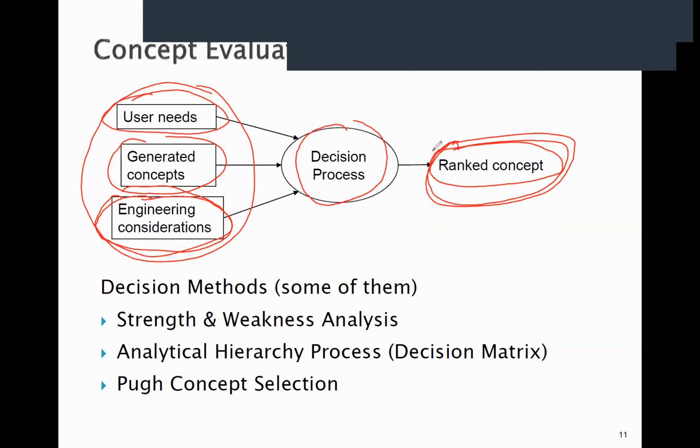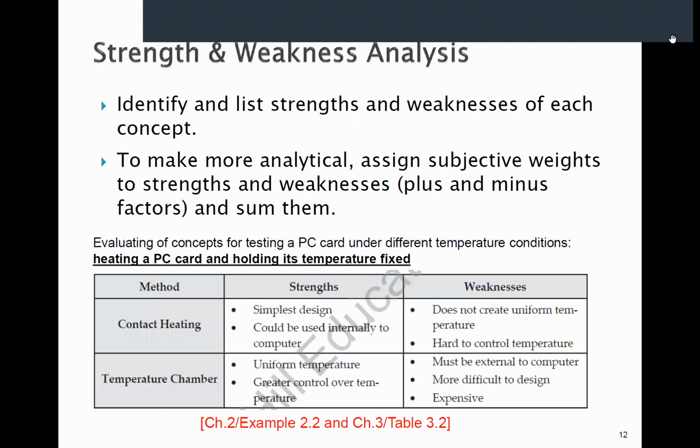For decision methods, there are three that we are going to discuss here: strength and weakness analysis, analytical hierarchy process, and decision matrix, for concept selection. Strength and weakness analysis: for each concept, we identify strengths and weaknesses. We assign subjective weights to strengths and weaknesses, just like plus and minus, and then sum them up. So we choose the one having the highest score. That's quite easy.